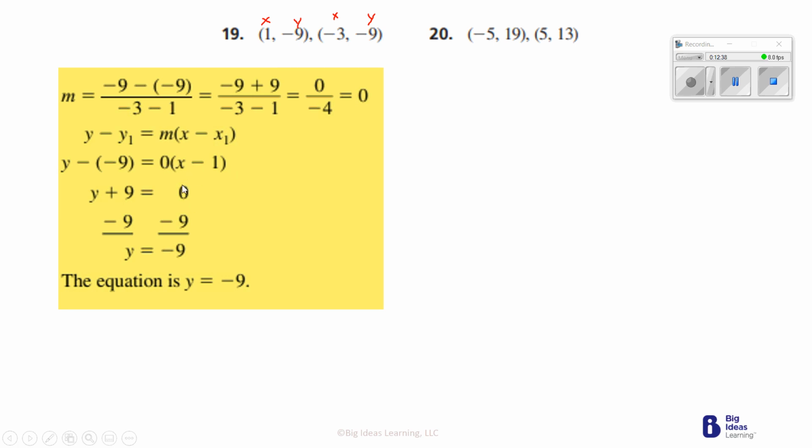Well, 0 times anything is 0, right? And negative times a negative is a positive. But to get that +9 to the other side, we'll have to combine it with a -9, which means we'll have to subtract 9 from the other side. And y is going to equal -9. 20 is for you to do.